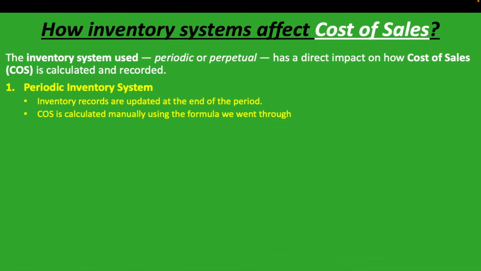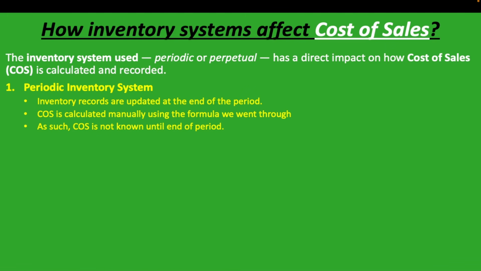And another thing is that cost of sales is calculated manually using the formula we went through. Remember the formula in the previous slide? That formula is used in the case where the entity is using the periodic inventory system, because inventory records are only updated at the end of the period and not continuously. And as such, cost of sales is not known until the end of the period. So we'll not know what the cost of sales is until the end of the financial period.